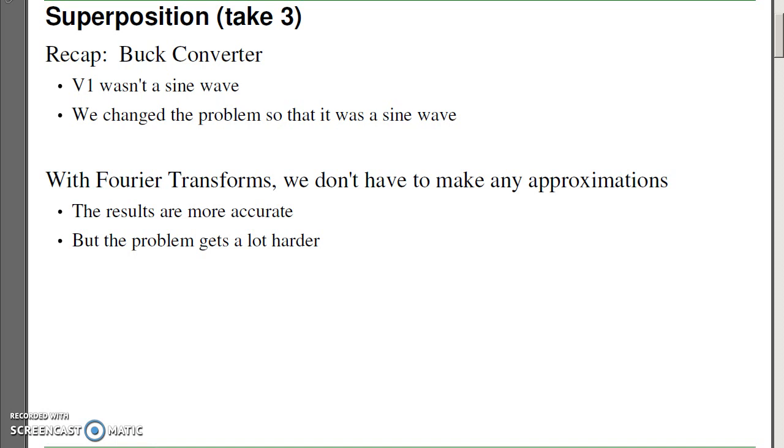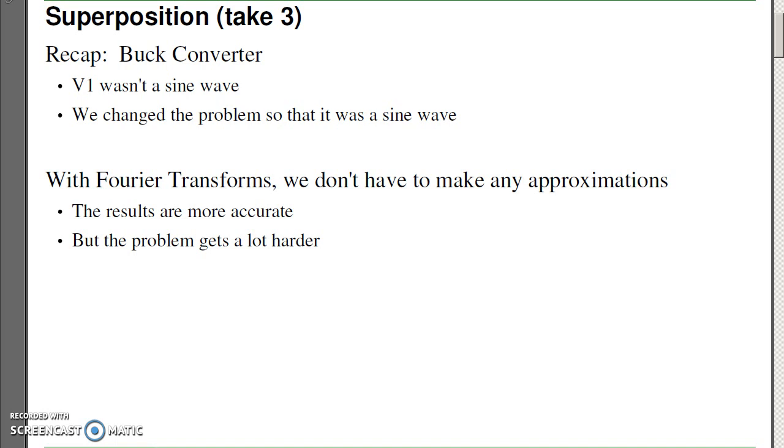What we did is I had an input, V1, that wasn't a sine wave. We changed the problem so the input was a sine wave. It kept the flavor of the same problem, had the same DC level, same frequency, same peak-to-peak voltage, but was slightly different. The answer that we got was close, but slightly wrong. If you want to get the exact answer, then you need to use Fourier transforms.